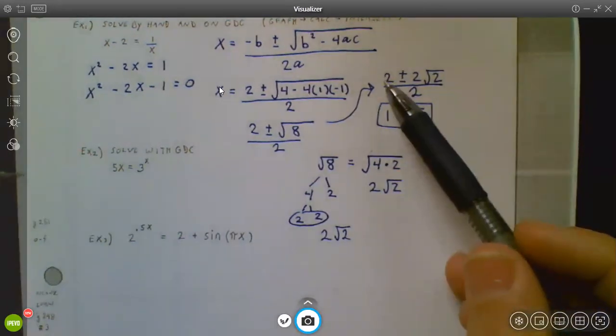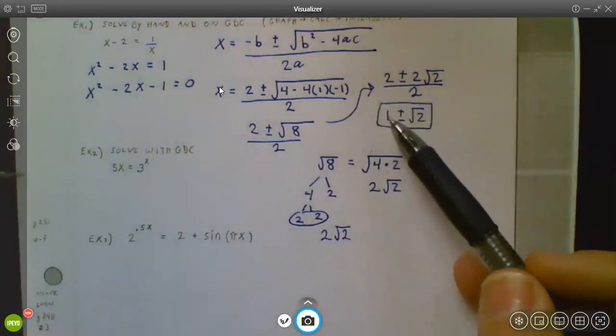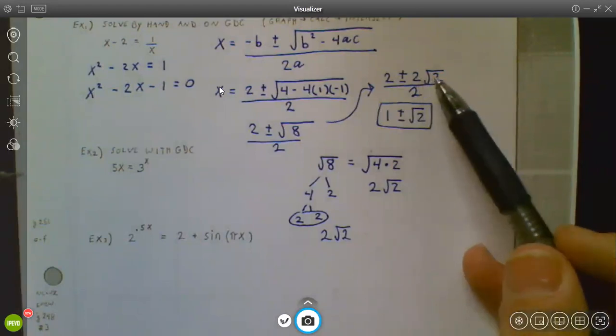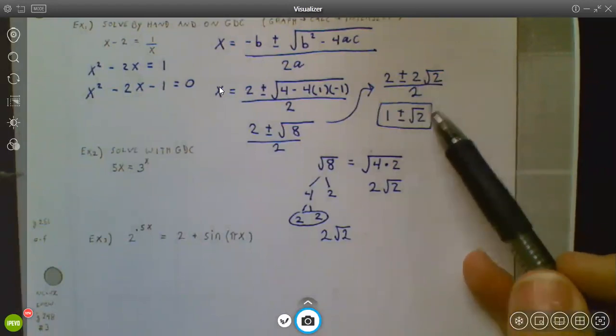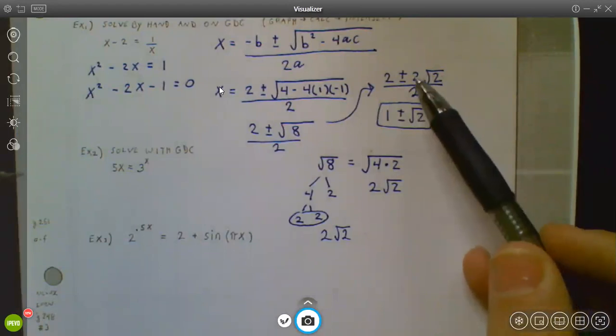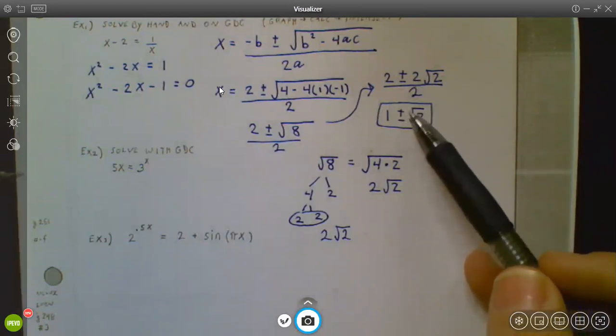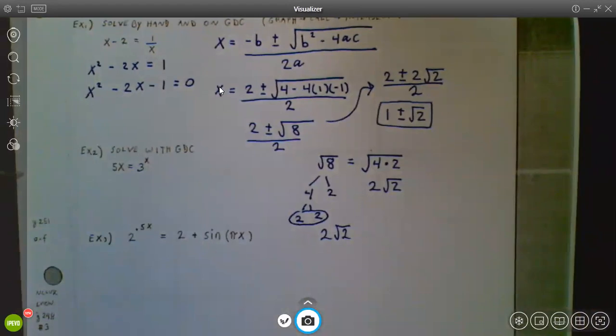So 2 goes into here once, which I need to show. 2 goes into here once, but 1 radical 2 is the same thing as radical 2. I don't have to write this as a 1. You certainly could. You could put a 1 right here, and there's nothing wrong with that.